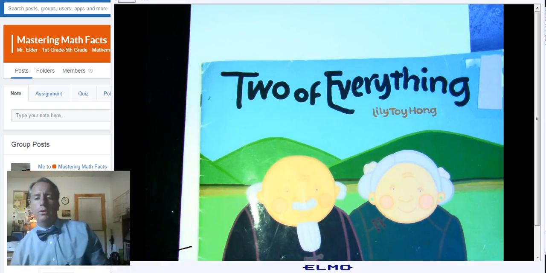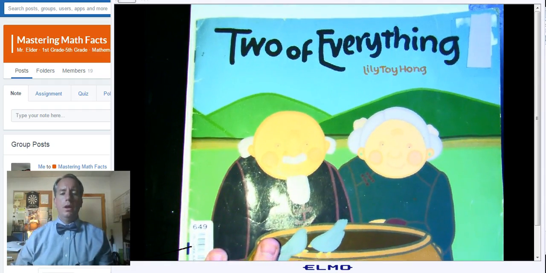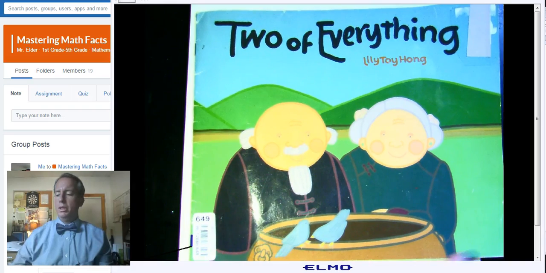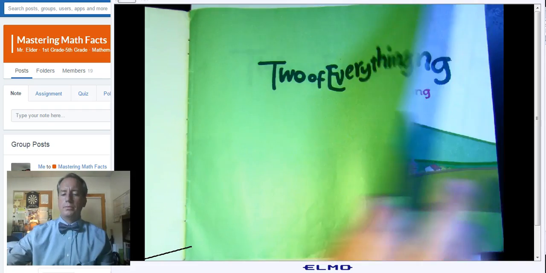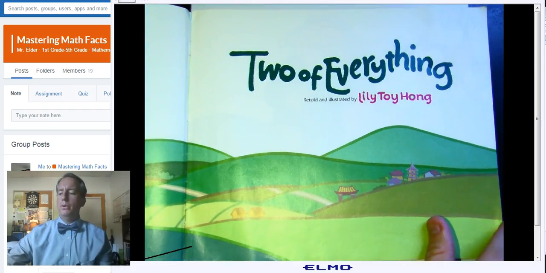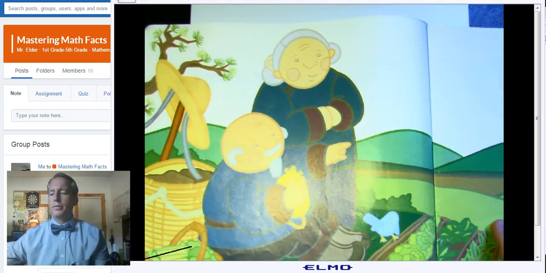So let me switch over here to our story. Again, this is Two of Everything by Lily Toy Hong. Let me scooch that up just a little bit so it's readable for us. I apologize for flipping back and forth. This is based on a Chinese folk tale. So the story goes something like this.